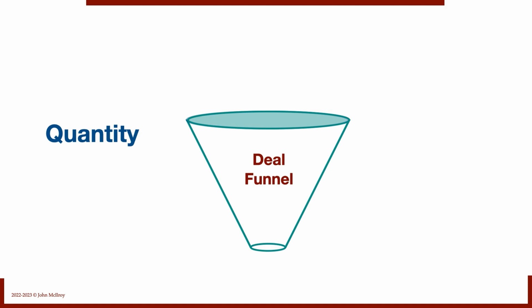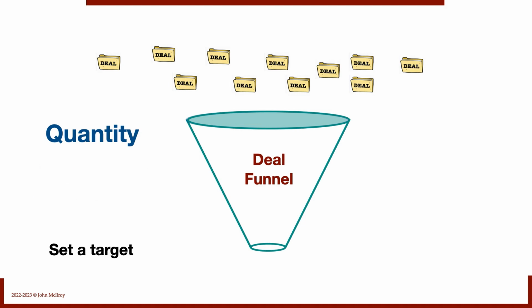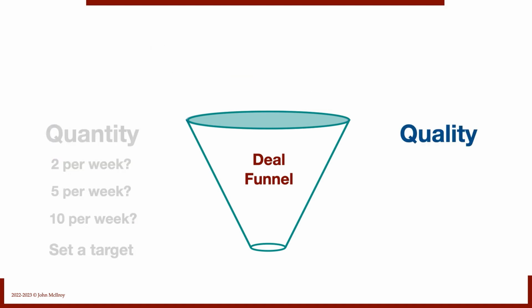Of course, we're interested in quantity. It's easy to measure. We just directly count 5 deals, 8 deals, 11 deals, whatever it happens to be. Then we set a target. How many do we want to generate per week? 1, 2, 5, 10. It's up to you. It'll in part depend upon the resources you have, the time you've got available, and I guess your level of ambition as well. They'll all factor in.